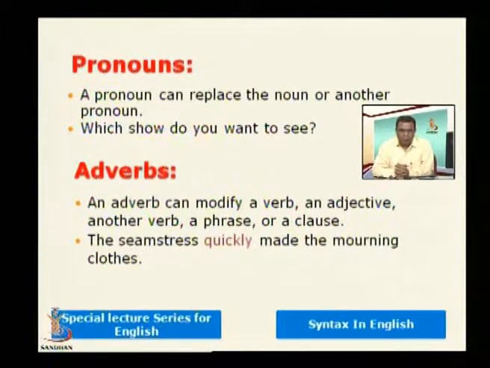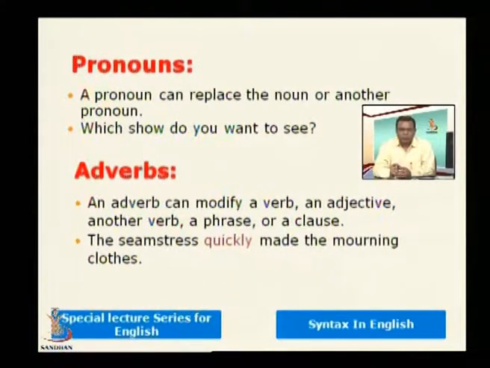Mango is a noun. What kind of mango? Sweet mango. But when I say the mango is very sweet, then this word very tells me something more about how sweet. So it shows me the amount, the degree of sweetness of the mango. And that's why that word very is an adverb. Here this adverb very shows the amount of sweetness of the mango.